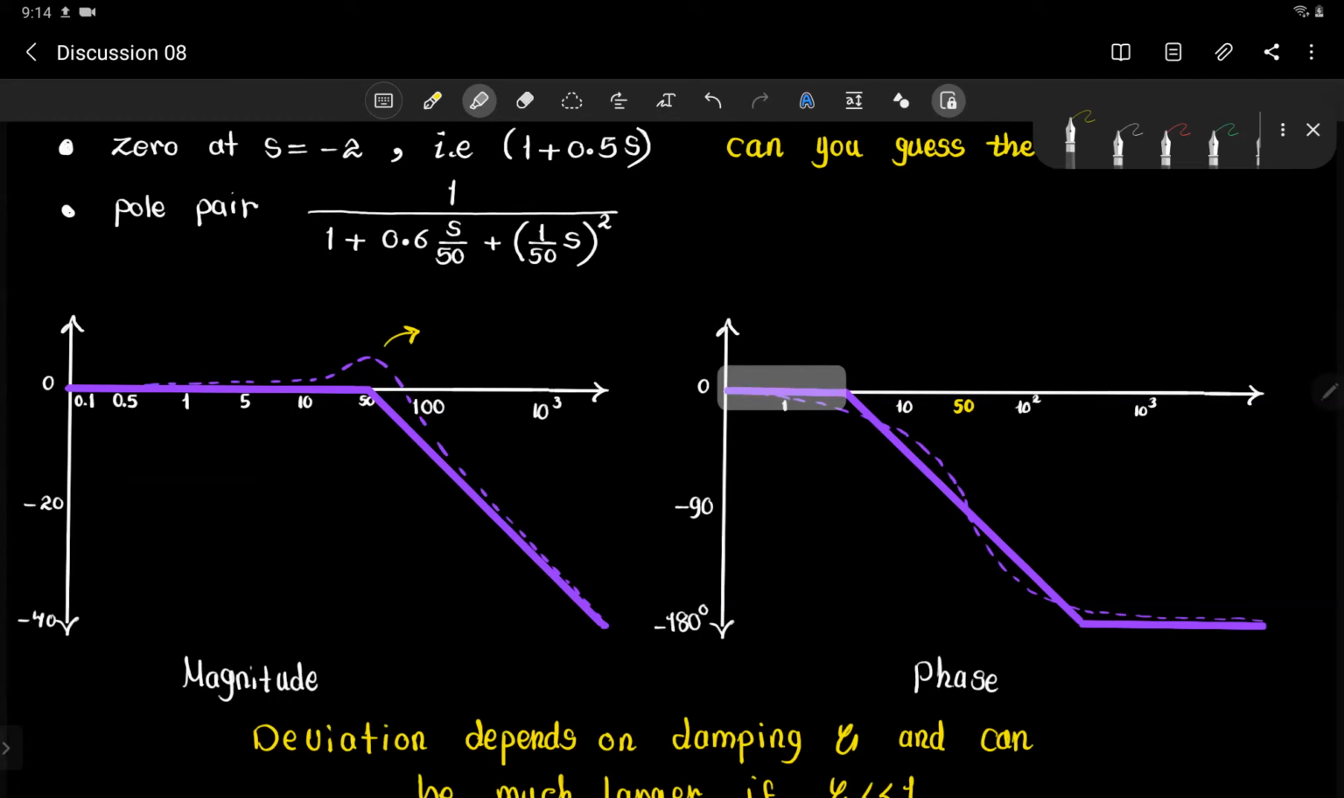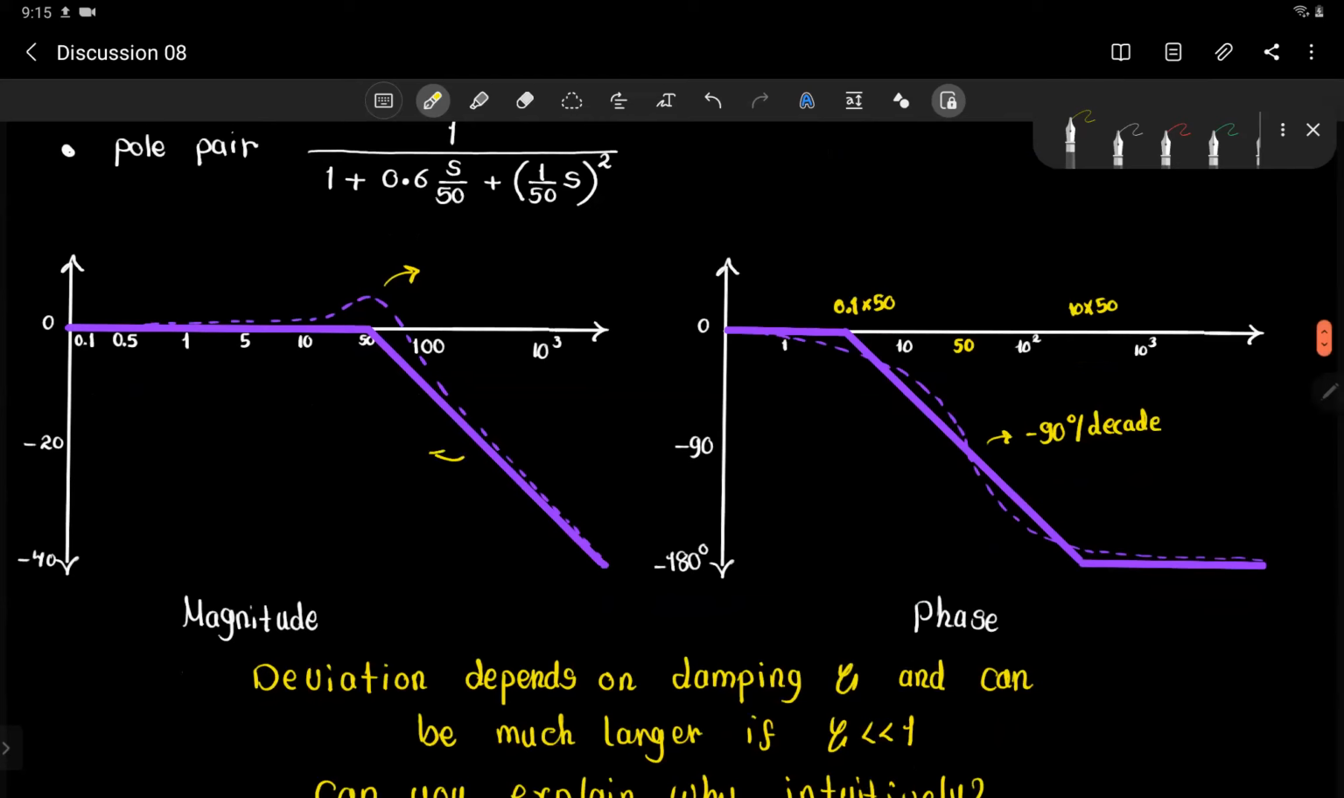And the phase is a horizontal line, right? Again, up until 0.1 of the breakaway frequency, which is 50. So this is 5. And then a line of slope negative 90 degrees per decade. And then a horizontal line again when we approach 500, which is 10 times 50. It approaches a 0 slope line.